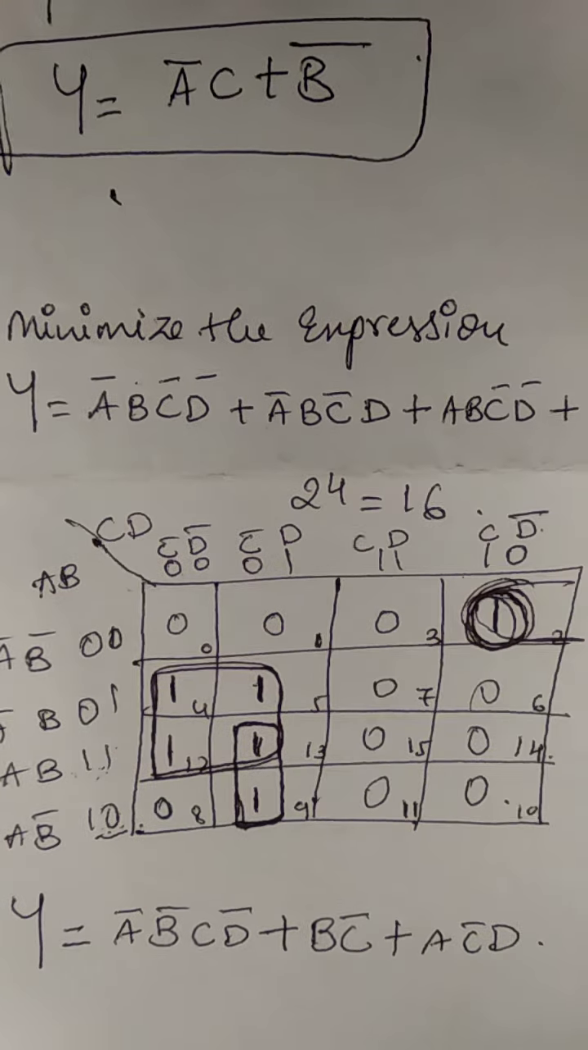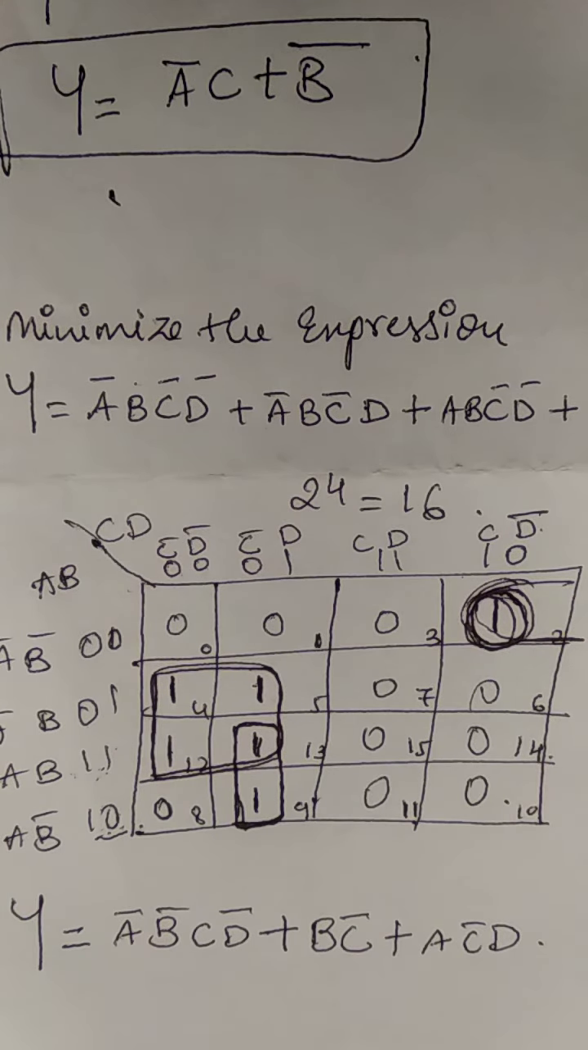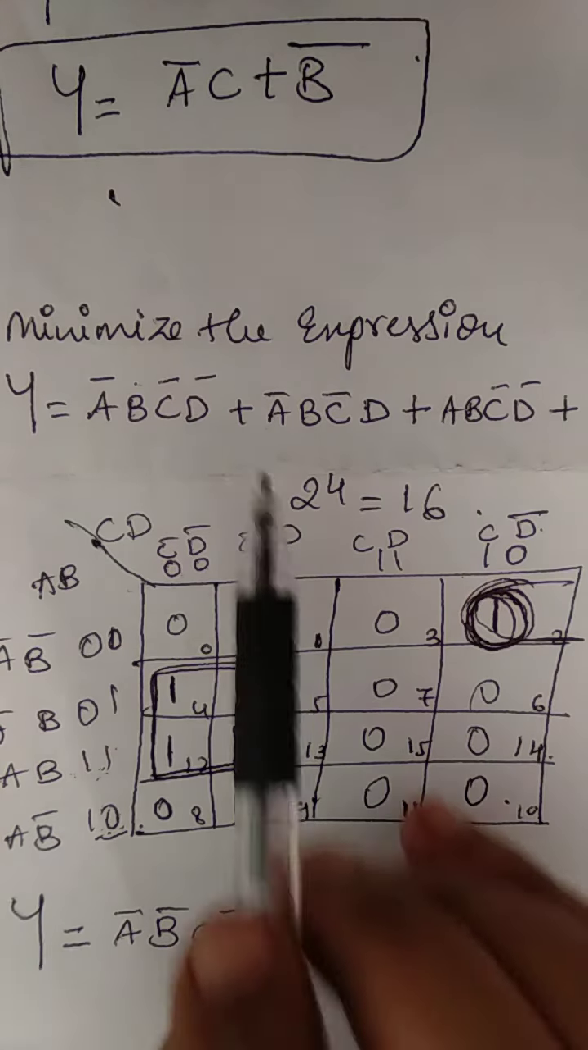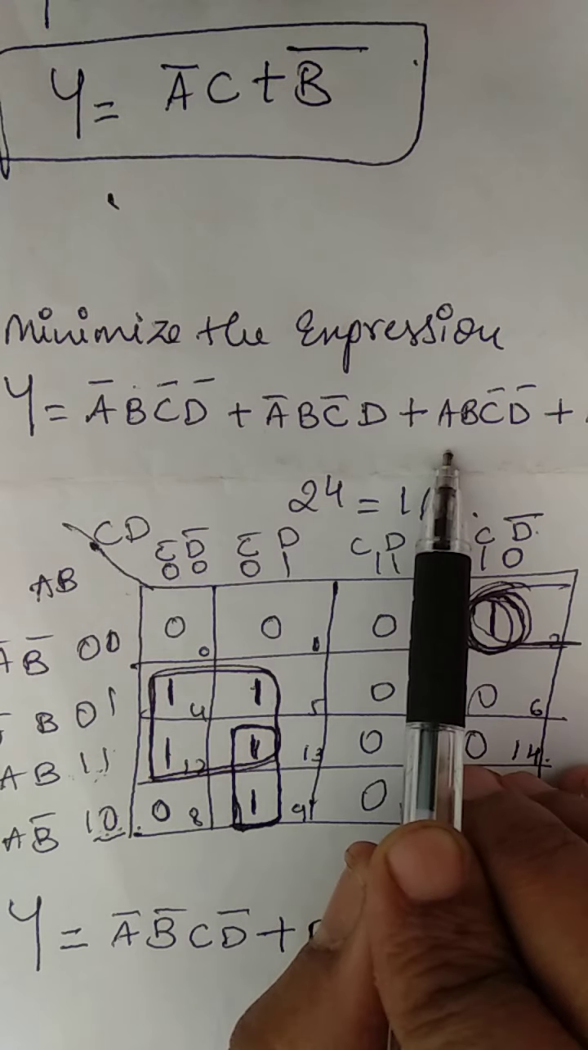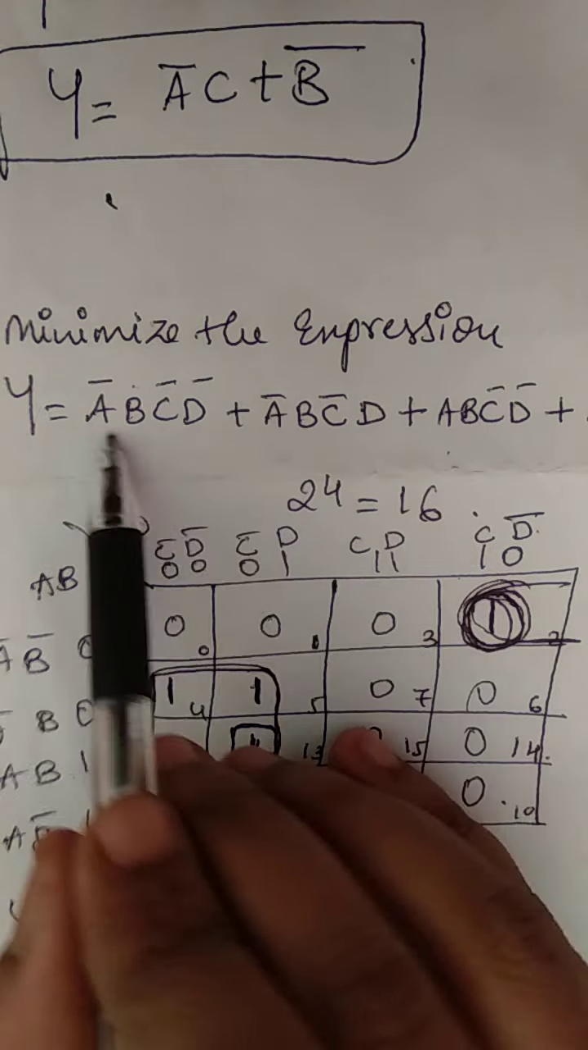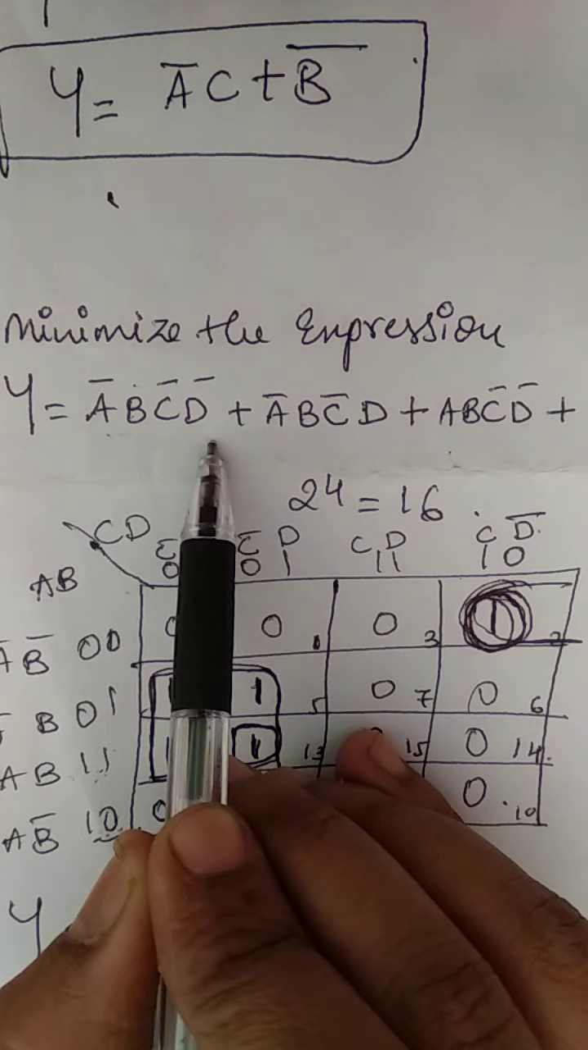Okay, so this is regarding the 4 variable K-map. First what we did? First we have to check whether given expression is in the form of sum of product or product of sum. And then we have to see the variables. How many variables they have given to solve the K-map.